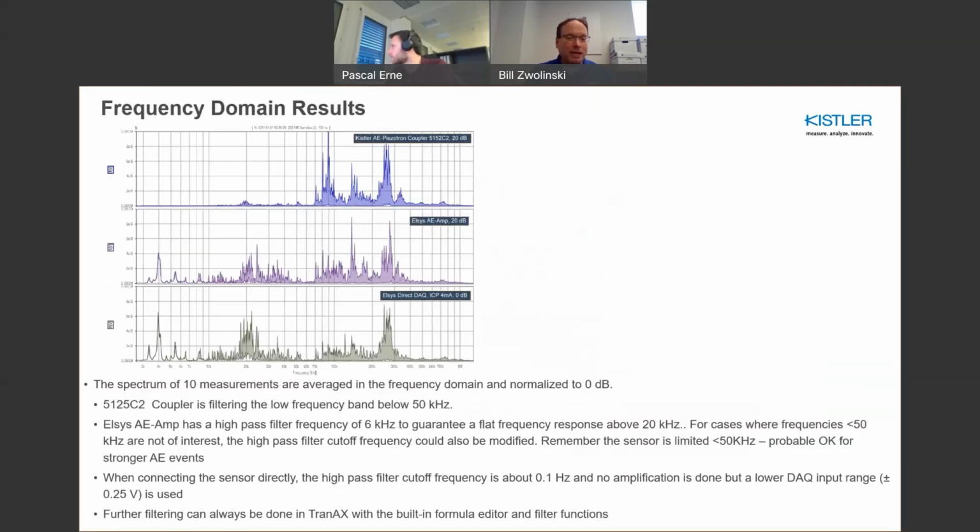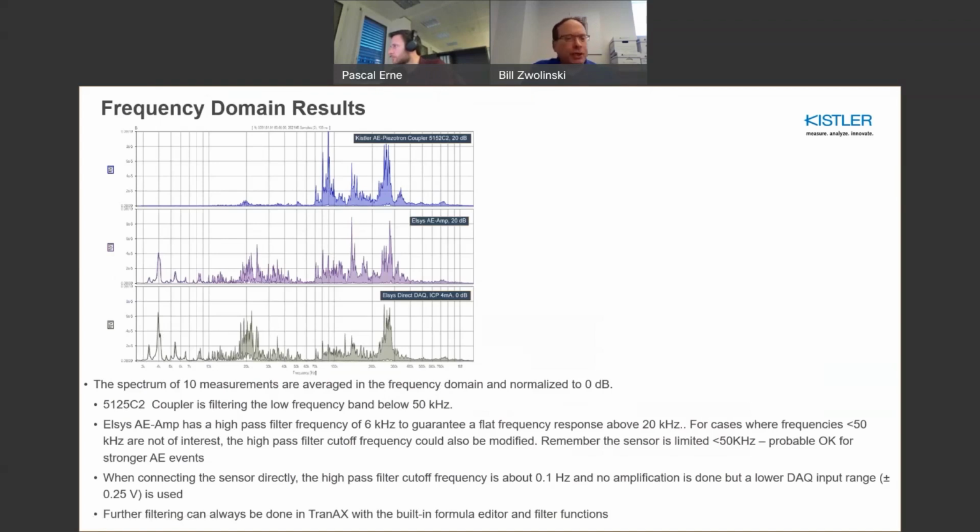But then if you do a frequency domain analysis, you see some interesting information. The Kistler coupler has a 50 kilohertz low end, and you can see here that it basically attenuates everything out to 50 kilohertz, and you see very good fidelity of signals from 50 kilohertz out to a megahertz, whereas this one here is the Elsys coupler, which has a 6 kilohertz lower band, which is right around here. So you can see that coupler actually has the ability to resolve lower frequencies and still the higher frequencies. And then going directly into the Elsys system, you can see that your lower band is somewhere around 1/10 of a hertz and up to a megahertz in frequency.